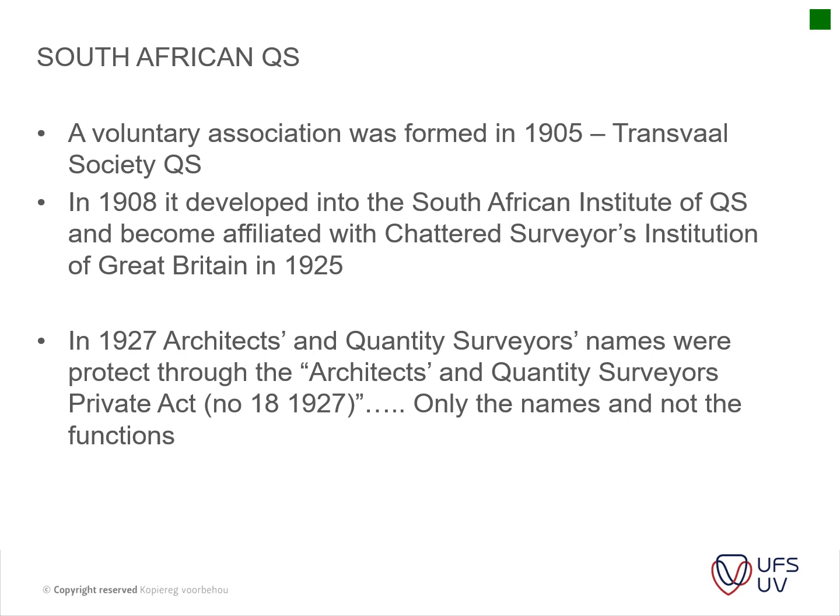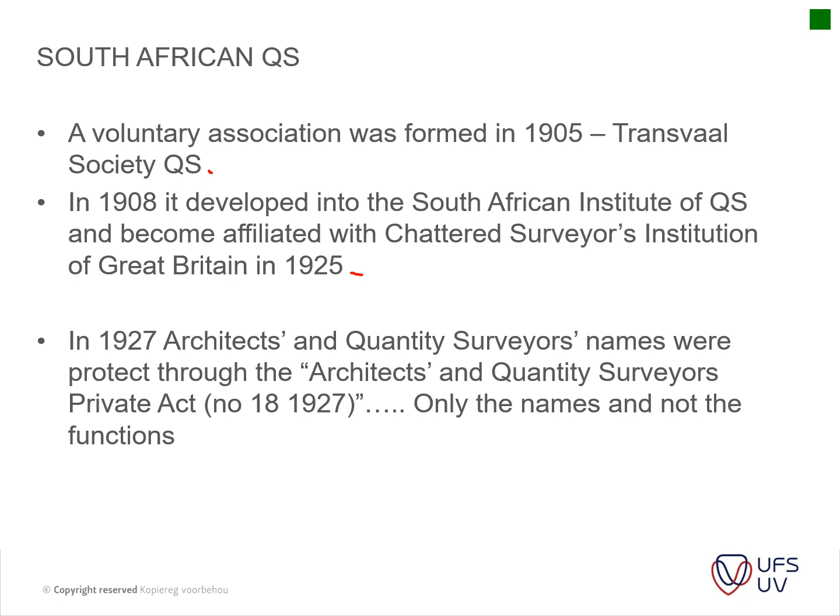Okay, and then voluntary associations was formed in 1905, the Transvaal Society of Quantity Surveying. In 1908, it developed into the South African Institute of Quantity Surveying and became affiliated with the Chartered Surveyors Institute of Britain, these days called RICS, the Royal Institution of Chartered Surveyors.